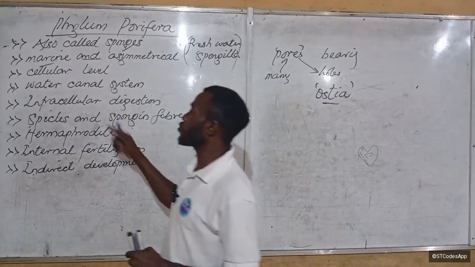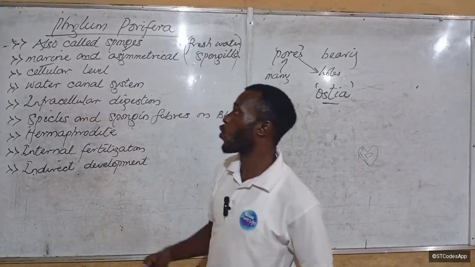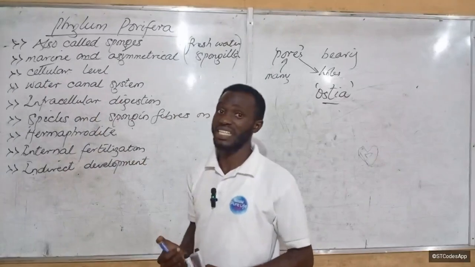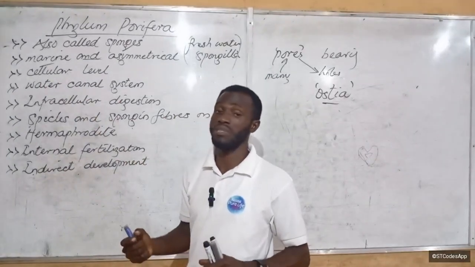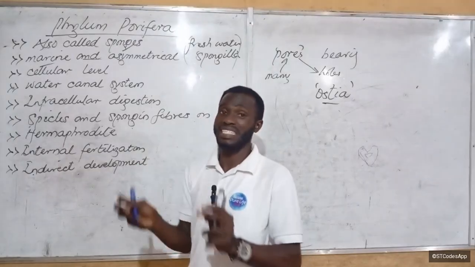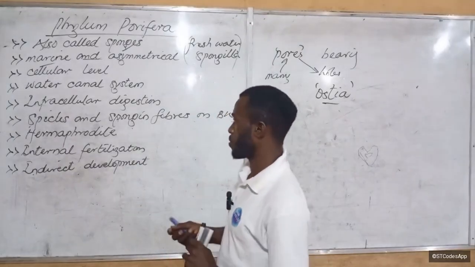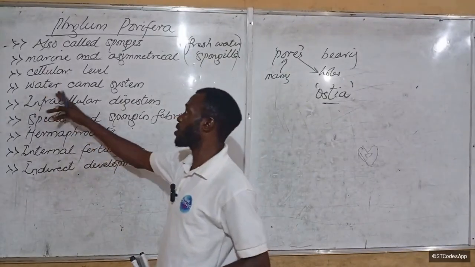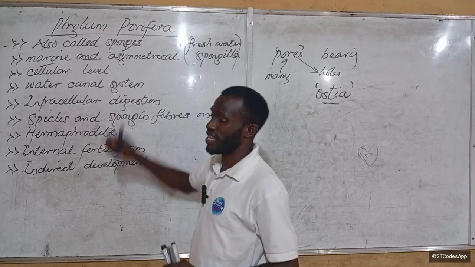Now, they also exist at the cellular level of organization. They exist at the cell level of organization, meaning that their cells are not coordinated or organized into tissues, all right? The next one is that they have a water canal system.